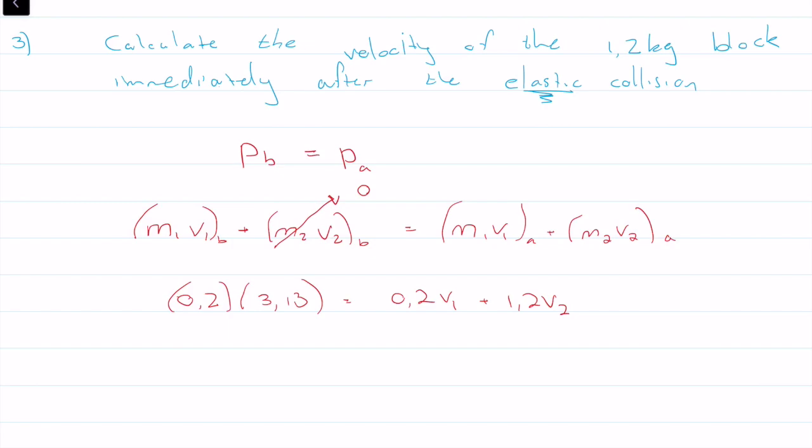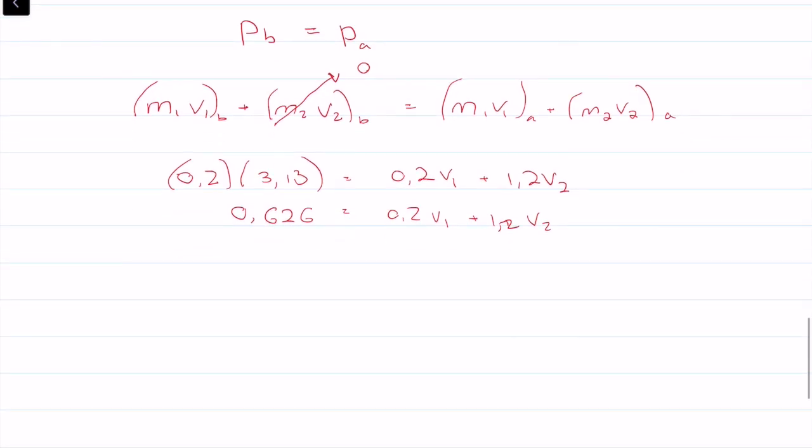We don't know what these velocities are because it's after the collision, right? So if we plug this into our calculator, then we get 0.626 is equal to 0.2 v1 plus 1.2 v2. I'm going to divide everything by 0.2. So 3.13 is equal to v1 plus 6 v2. And I'm going to call this equation A. So that's as far as I can go. I don't know what the velocities are. I can't go any further.